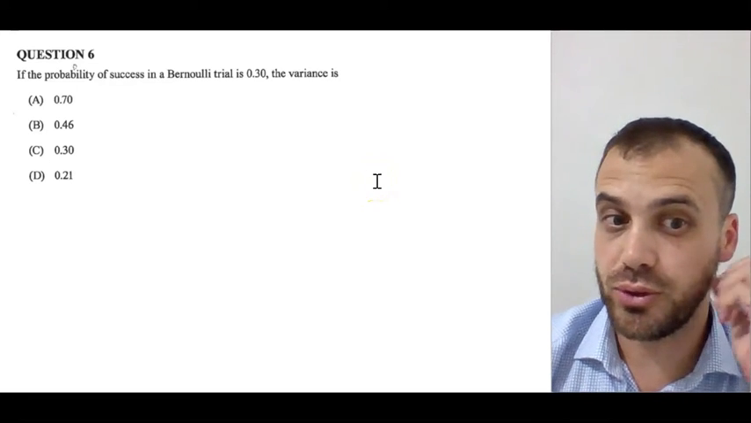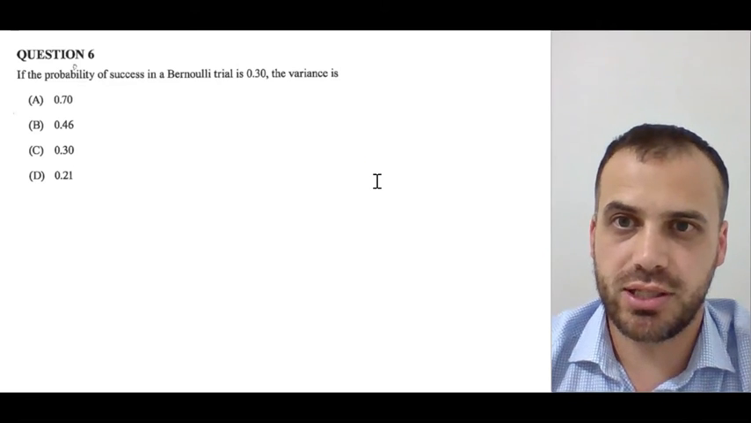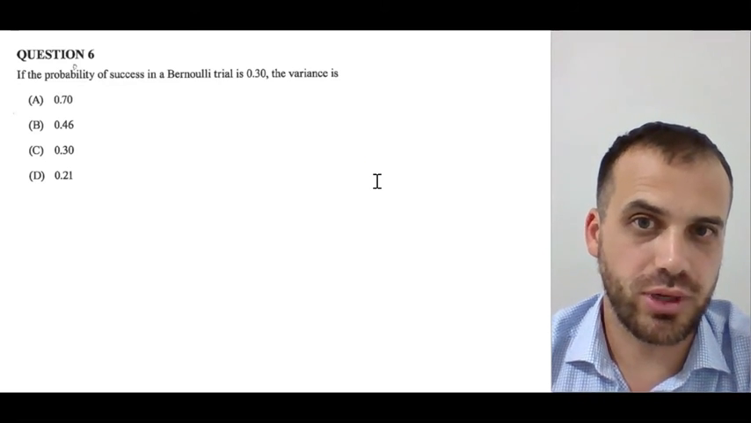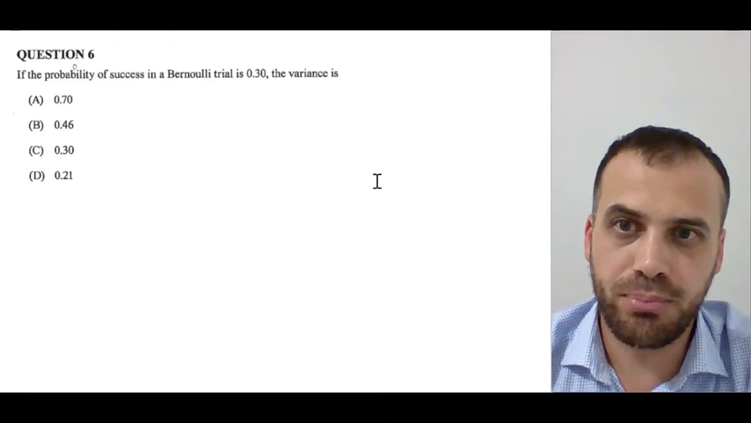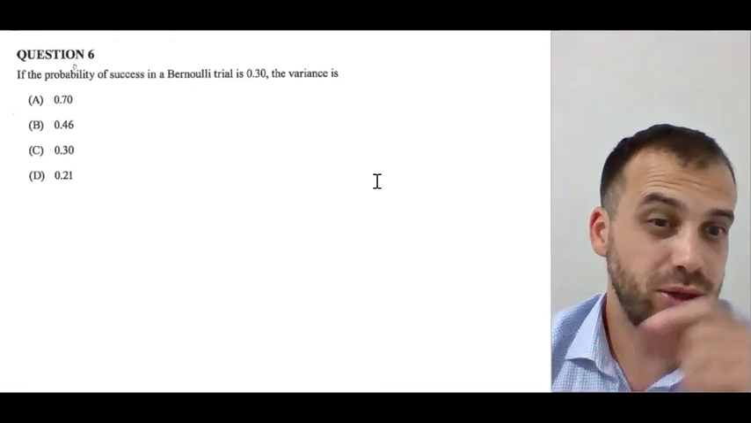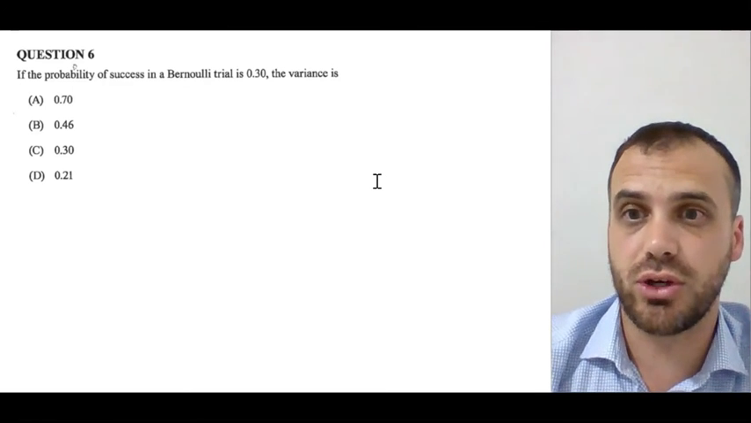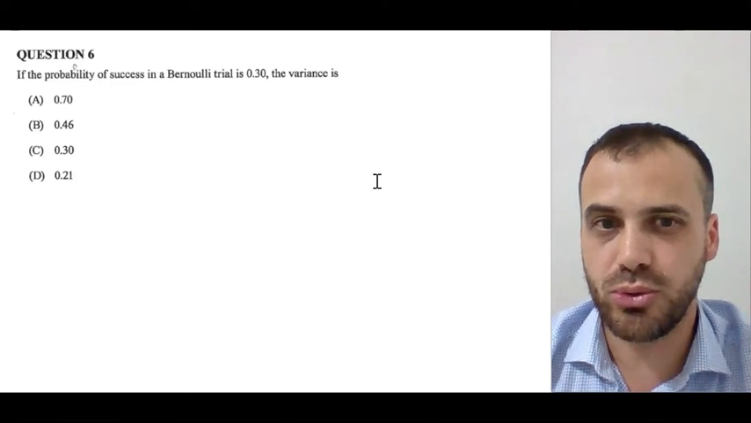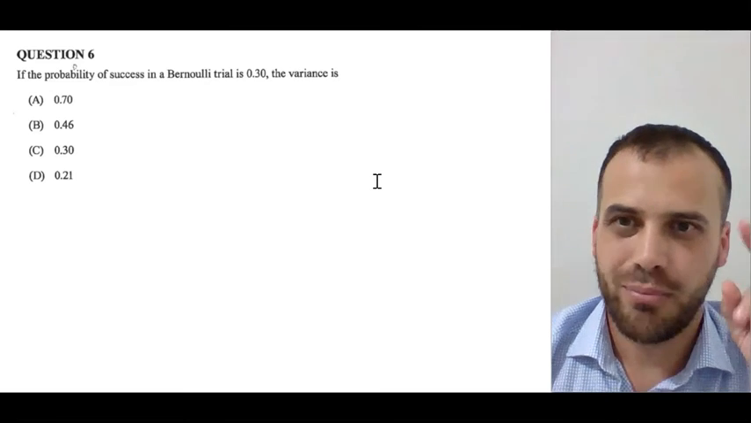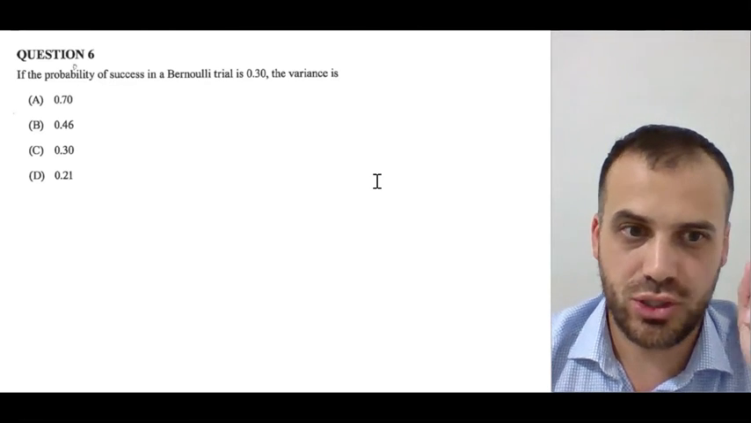It sort of threw a few, even maths teachers around the place. If the probability of success in a Bernoulli trial is 0.3, the variance is. Okay, so Bernoulli trial, that should make you think of binomial distribution. A binomial distribution is a series of Bernoulli trials. What's weird here is that we don't usually talk about Bernoulli trial, singular, but that's the hint that the n, the number of trials here, is just one.